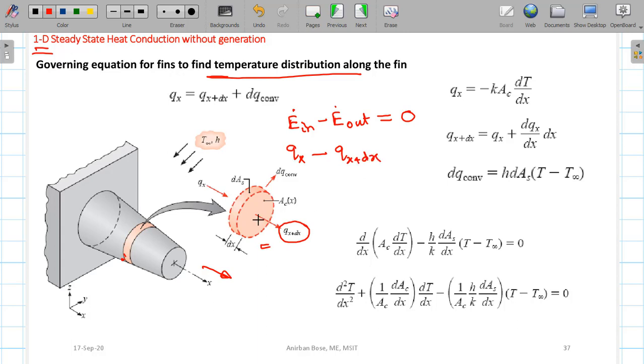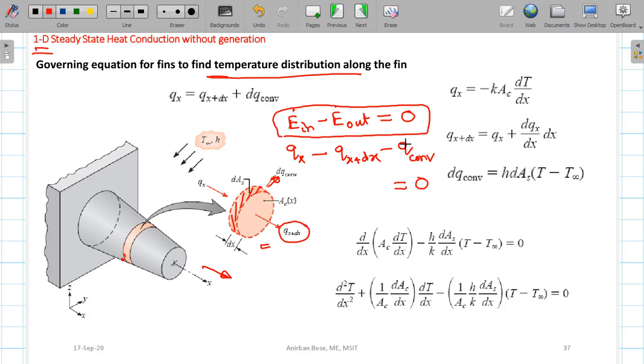But along with that, this is the surface through which heat is convected out to the outside atmosphere. So there is another quantity that also falls under E dot out, so minus Q convection that is out here, and that is equal to 0 because there is no other term. So this E dot in minus E dot out term will become this one.